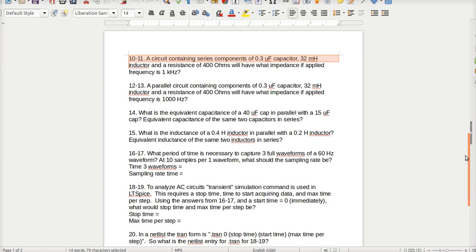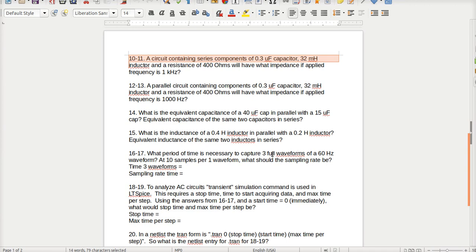16, 17. What I want to do. This is the last thing I really introduced in DC, although some of my review problems have a couple of concepts that you may have to look up that we haven't talked about. What period of time is necessary to capture 3 full waveforms of a 60 Hertz waveform at 10 samples per one waveform?